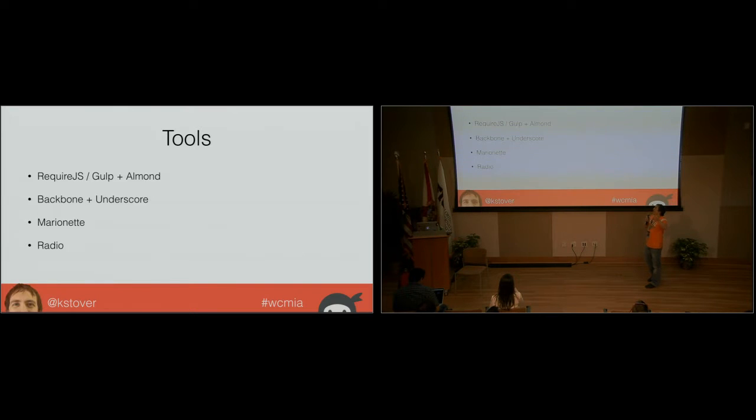Require.js has some funky things with WordPress, and we'll talk about that here in just a few minutes. Currently, we use Gulp, which is a lot like Grunt, which was talked about earlier, with something called Almond. And if you want the details of that, talk to me later. We can get on that. We chose to use Backbone and Underscore.